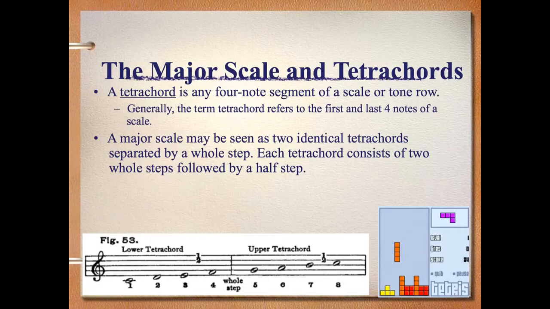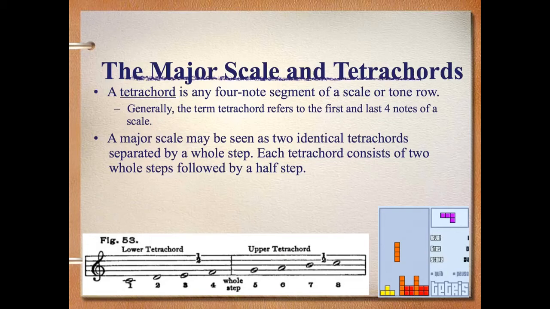When we have a tetrachord, whole step between C and D, D to E, whole step, and then a half step between 3 and 4, E to F, that creates a tetrachord. The upper tetrachord, whole step between G and A, whole step between A and B, and a half step between B and C. Those both create what we call in music tetrachords.